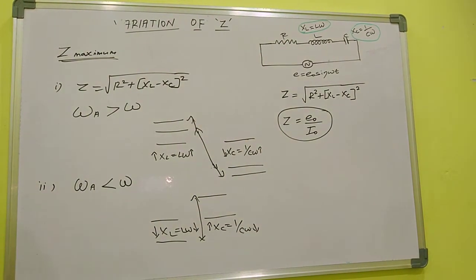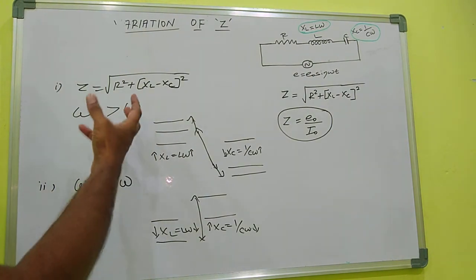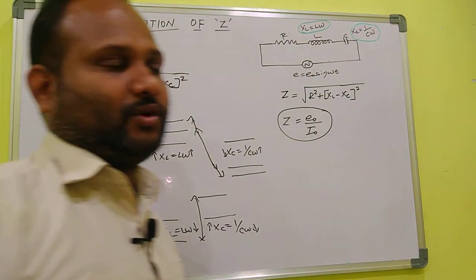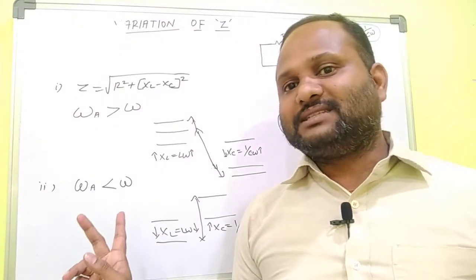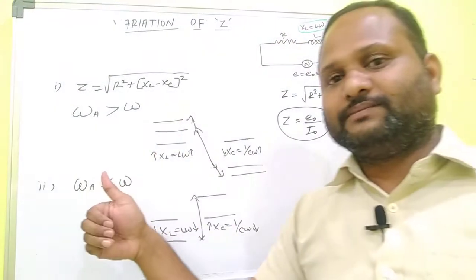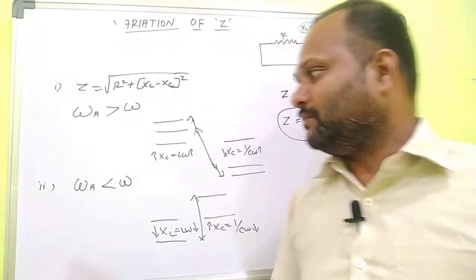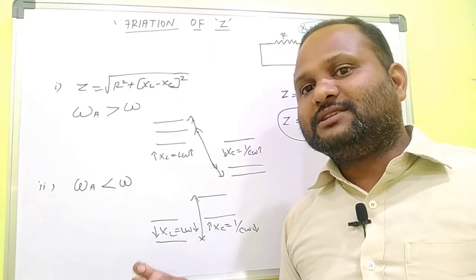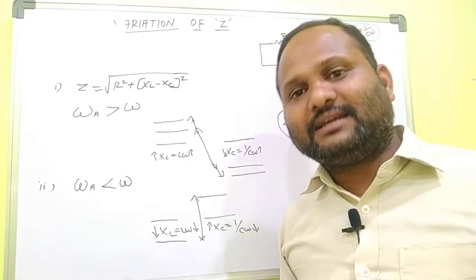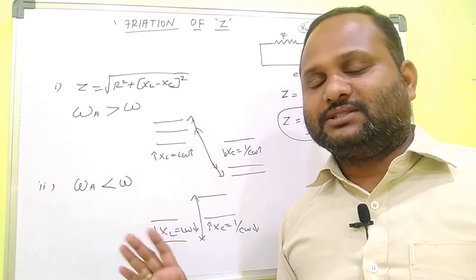There are two cases: omega applied is greater than omega naught, or omega applied is less than omega naught. Z will increase depending upon whether we are increasing or decreasing the applied frequency. These are the two possible cases. If Z is increased, then what will happen? The current passing through the circuit will decrease. In both cases, the current passing through the circuit will definitely decrease. Okay, so this is the thing we learnt.